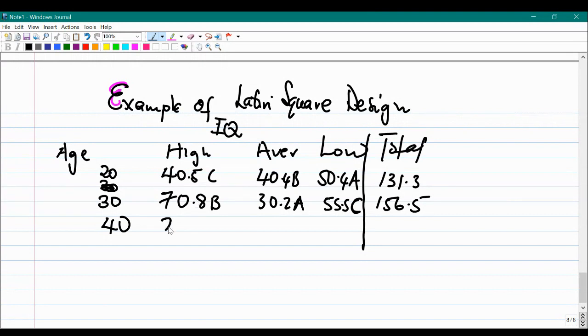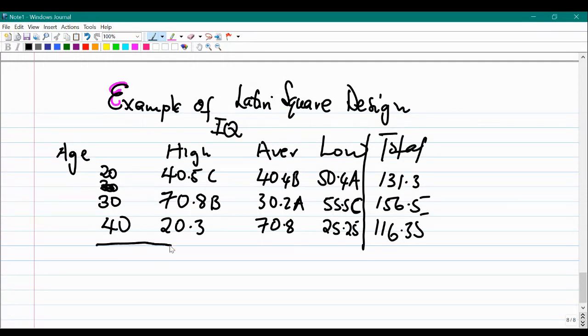20.3 A. Don't worry about the letters. 70.8. The last one. 25.25. So there are 5 total. 116.35.